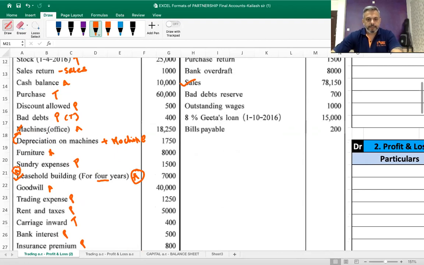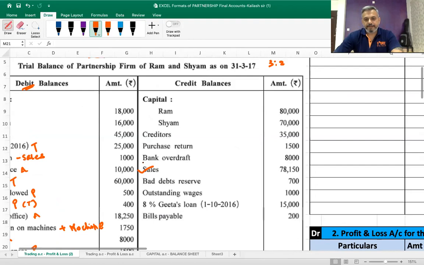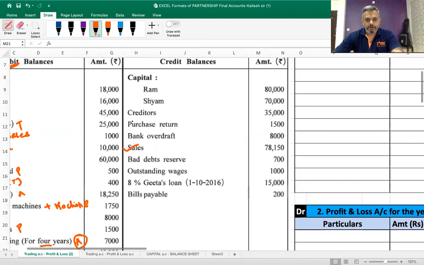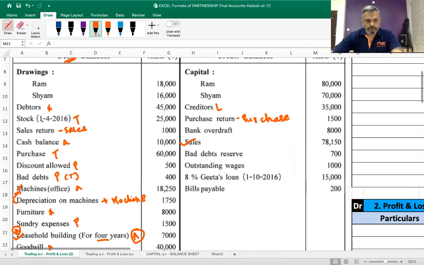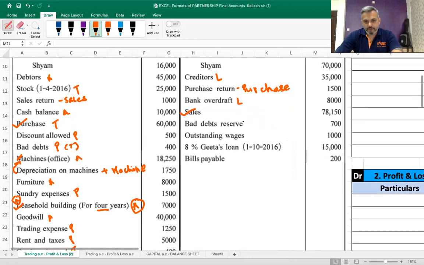Okay. Then capital will go to partners capital account. Creditors, liability. Purchase return is minus from purchase. So tick purchase, this will be deducted from it. Bank overdraft, liability. Balance amount withdrawn more than the bank balance is known as bank overdraft. Bad debt reserve, write in brackets as per trial balance.